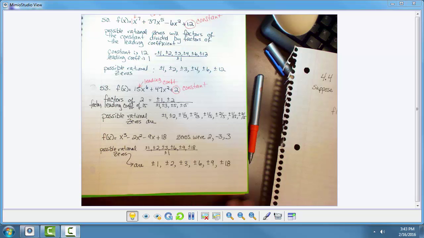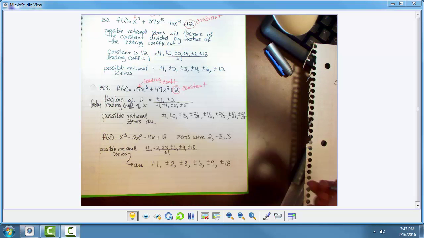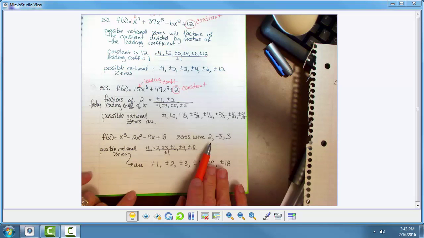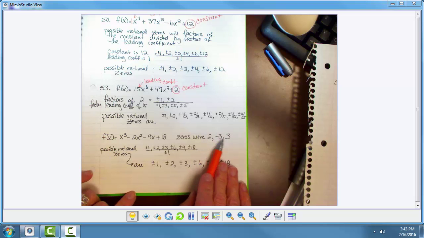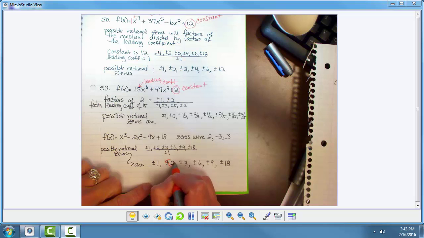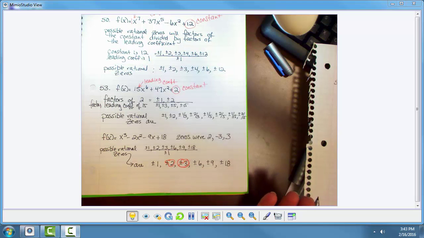Well, when we worked this problem, we solved it by factoring. We got the zeros to be 2, -3, and 3. Well, look, they're in the list. Here's +2, here's -3, and here's +3. They're all in the list. See how that works?